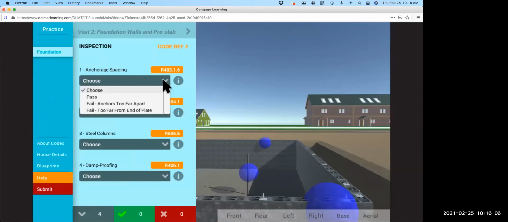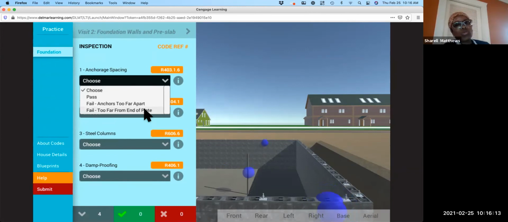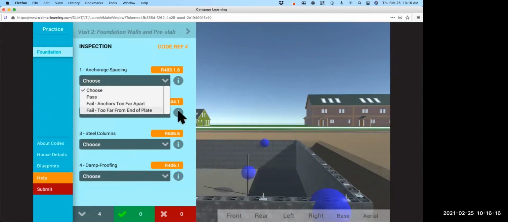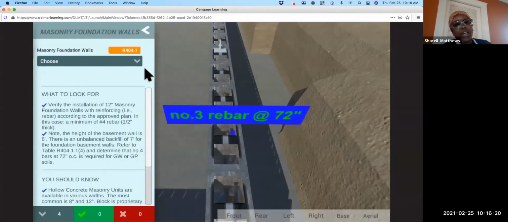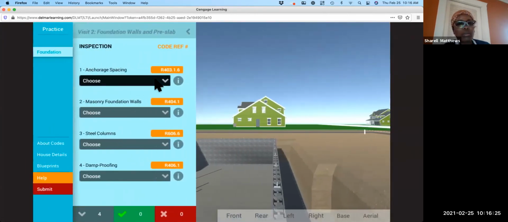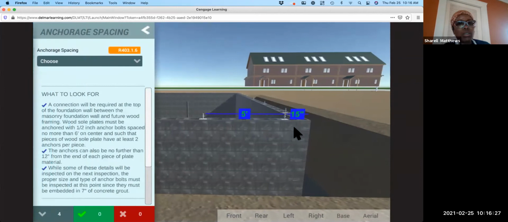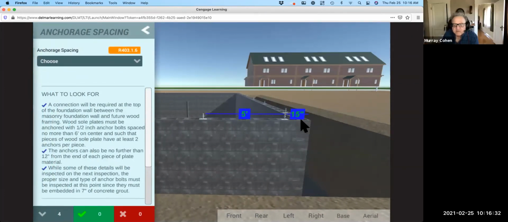But is it talking about the plate, like the actual wood, or the corner? If it's on the bottom plate, then the anchor is not going to be more than 15 inches, right? It has to be talking about the corner because the wood is only 3.5 inches wide. So they're saying from the corner. It says no more than 12 inches from the corner, and this is no more than 6 feet on center.